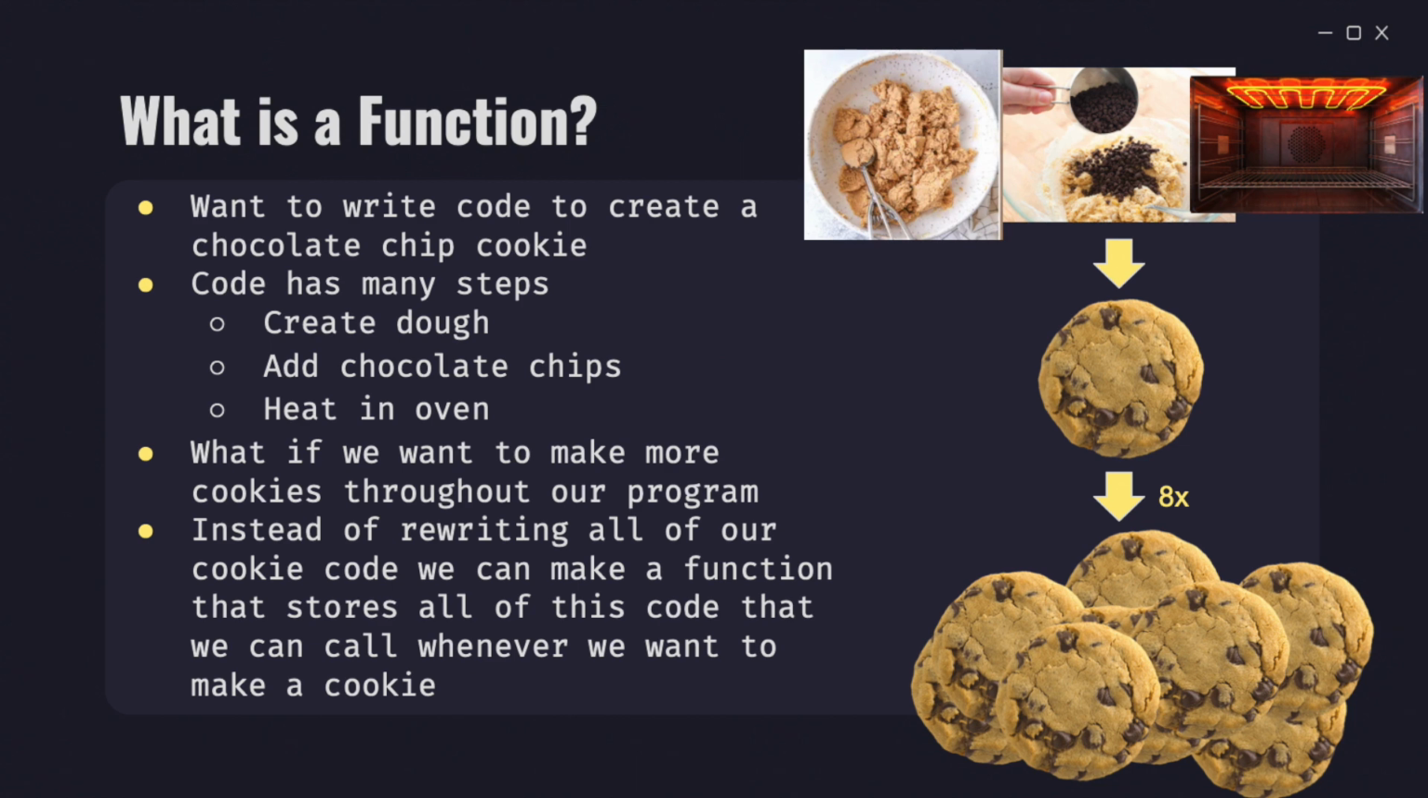So, this code would have a lot of steps like creating the dough, adding chocolate chips, heating it in the oven. But what if we want to make more cookies throughout our program? Instead of rewriting all of that code, we can make a function that stores all of this code and we can call it whenever we want to make a cookie. Therefore, we could call this function, for example, 8 times to make 8 delicious chocolate chip cookies.